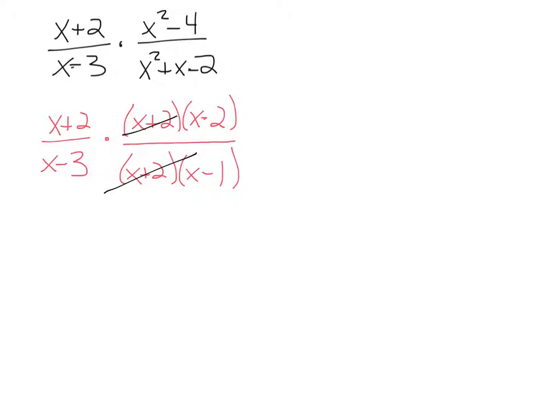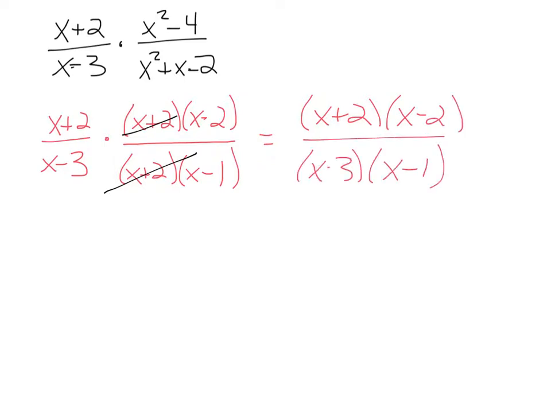And so we can just say that x plus 2 times x minus 2 over x minus 3 and x minus 1, that's done and simplified. I guess you could FOIL these if you wanted, but this is pretty simplified here. And so I would suggest just leaving it like this.